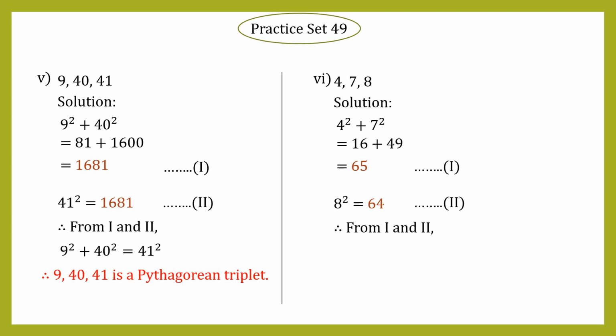So we can write, therefore, from 1 and 2, 4 square plus 7 square is not equal to 8 square. That is, 4, 7 and 8 do not satisfy Pythagoras theorem. So we can write the final statement. Therefore, 4, 7, 8 is not a Pythagorean triplet.